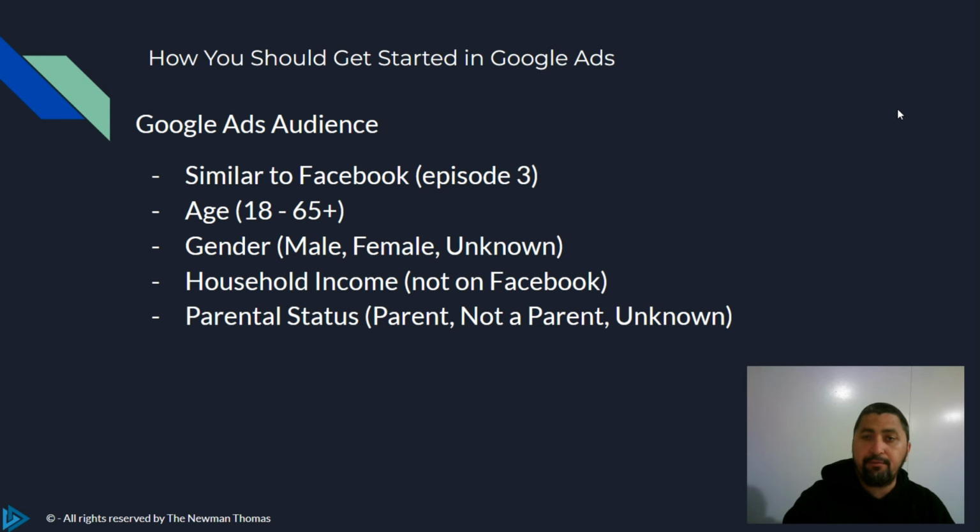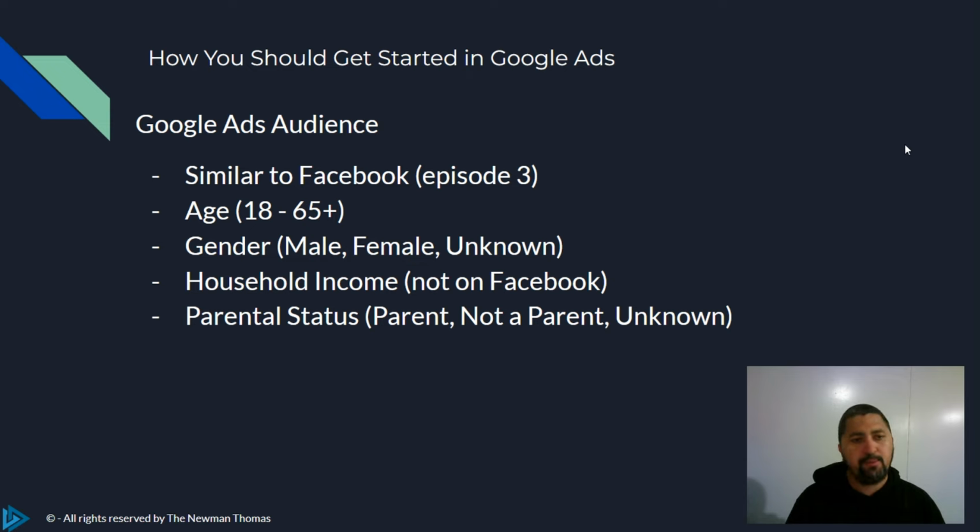Again, we talked about the different audiences that you set up in Facebook. For Google, you can also set your audience by different demographics. For example, their age: you can set the ads to only display to people between the ages of 18 to 65 plus. You might have a reason to display your ads only to people between the ages of 18 and 25. Maybe you're selling the latest fashion products and you only want this ad displayed to people within that age bracket.